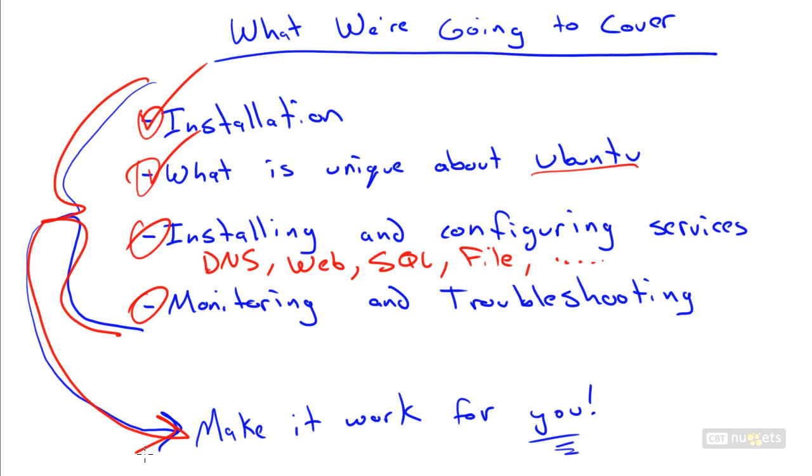Every nugget we have here is a starting point, and I hope that you extrapolate and go to infinity and beyond when it comes to configuring Ubuntu to do the things that you need it to do. It's so flexible, it's so powerful that there's really no limit to the things that Ubuntu can do, and I hope that after this series you can make it work for you. Let's get down to business. Let's start with installing Ubuntu in our next nugget.